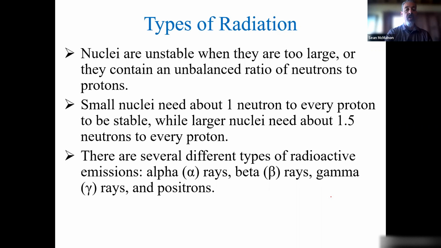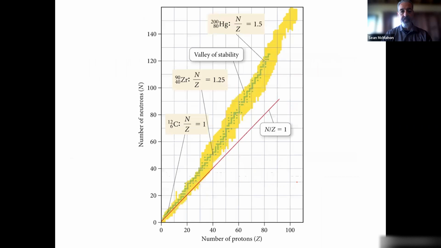Or a positron, which is very similar to a beta decay. It just has, instead of shooting out a negative particle, a positive particle. So this is the sweet spot we see in yellow.